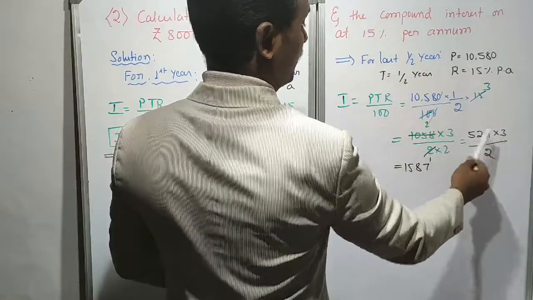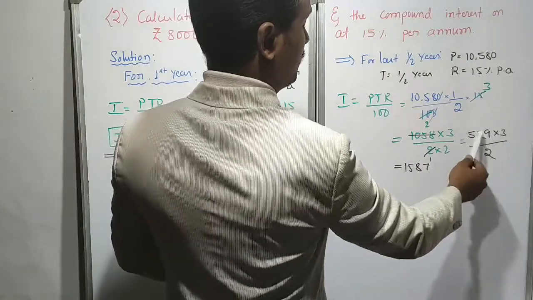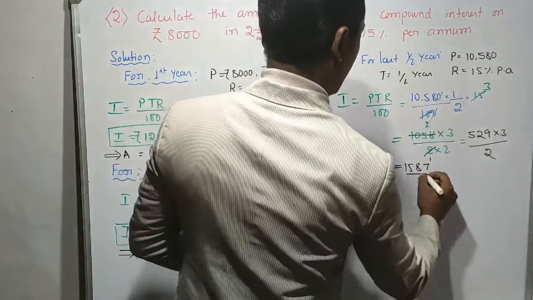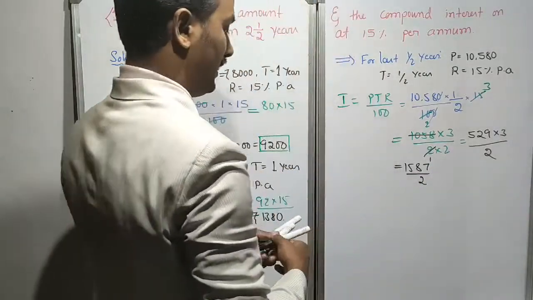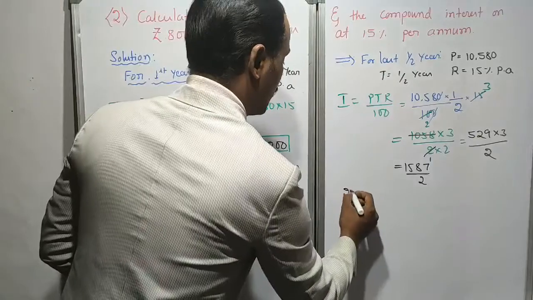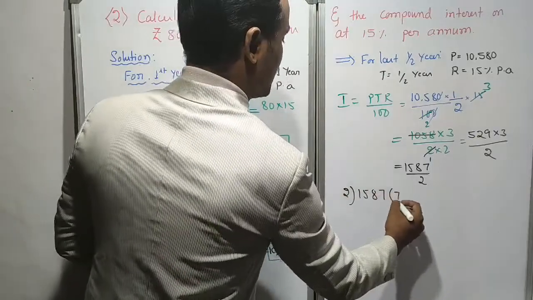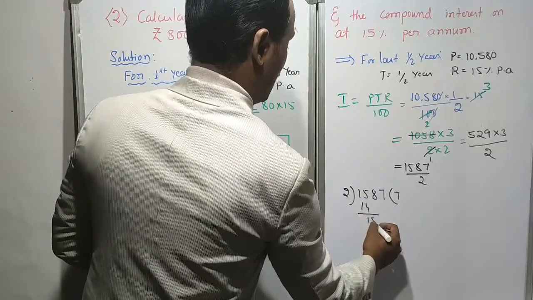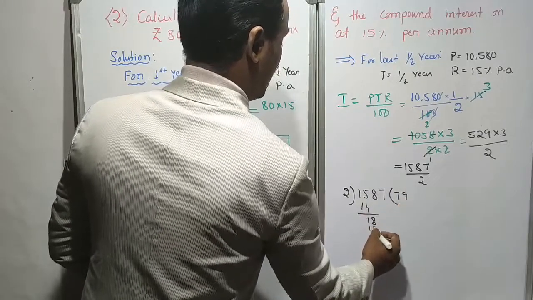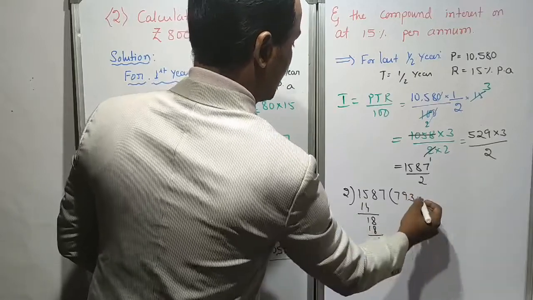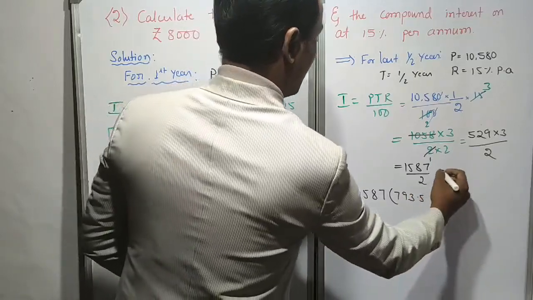See, 5 to 9, 3 9s, 9 3s are 27, 7, 2 carry. 3 2s are 6 plus 2, 8. 3 5s are 15. Divided by 2 only. This division, if you want, do long division by 2. 1587, I will show, look here. 2 7s are 14. 1 carry 18. 2 9s are 18. Then 0, 7. 2 3s are 6. 1, decimal point, 0. 2 5s are, means we got it.